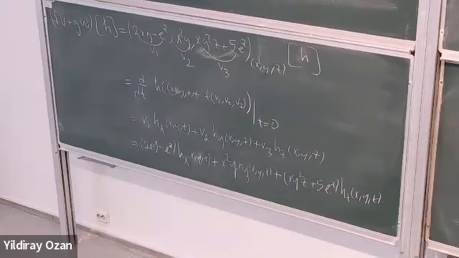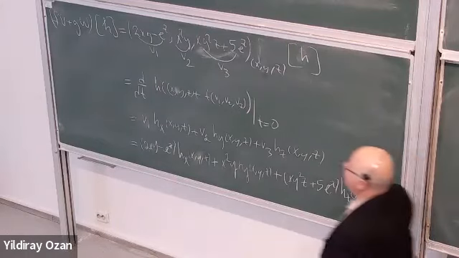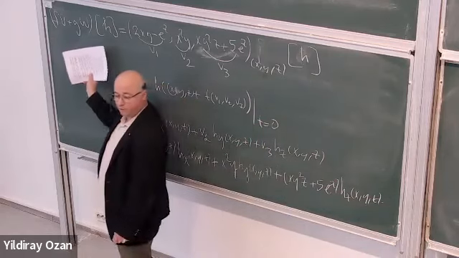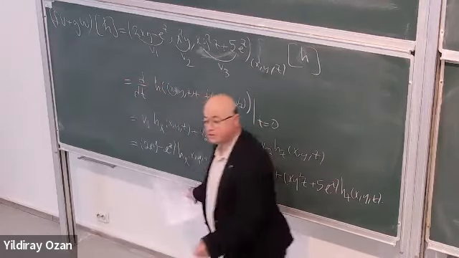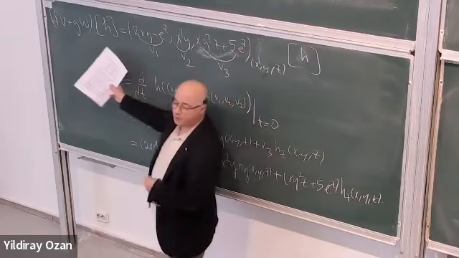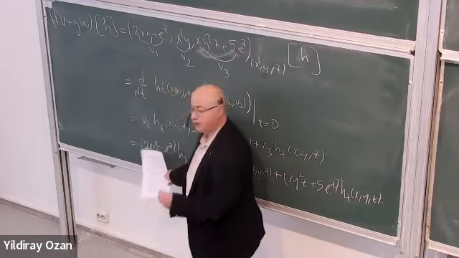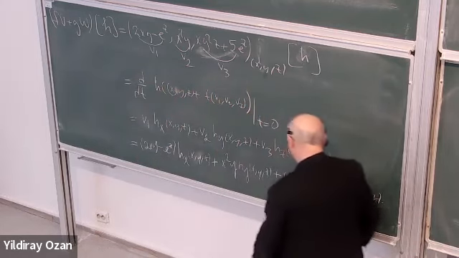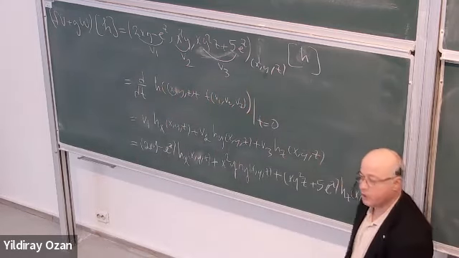Application of a tangent vector at a point to a function is a real number. This is a real number. But application of a vector field to a function is a function. If you evaluate this at a given point, of course, this would be just a real number, okay?